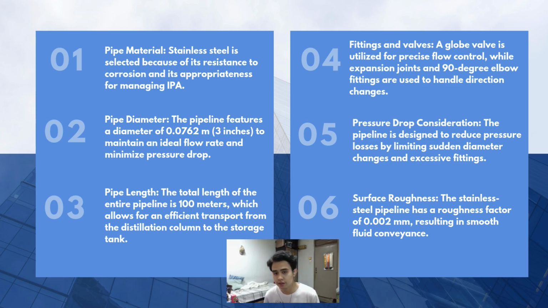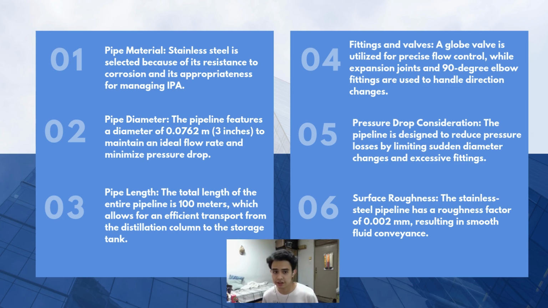Moving on, we have our pipe length. The total length of the entire pipeline is 100 meters, which allows for an efficient transport from the distillation column to the storage tank. Moving on, we have our fittings and valves. A globe valve is utilized for precise flow control, while expansion joints and 90-degree elbow fittings are used to handle direction changes.